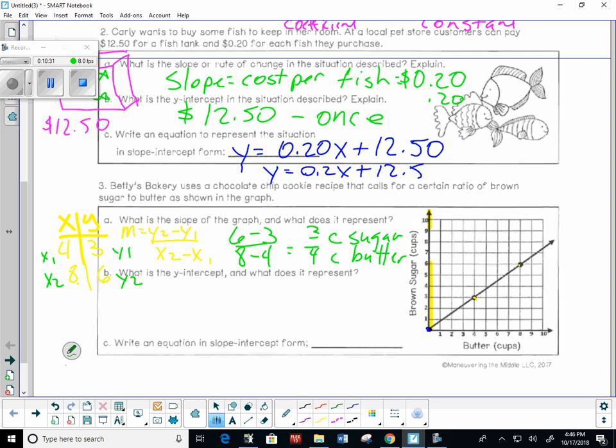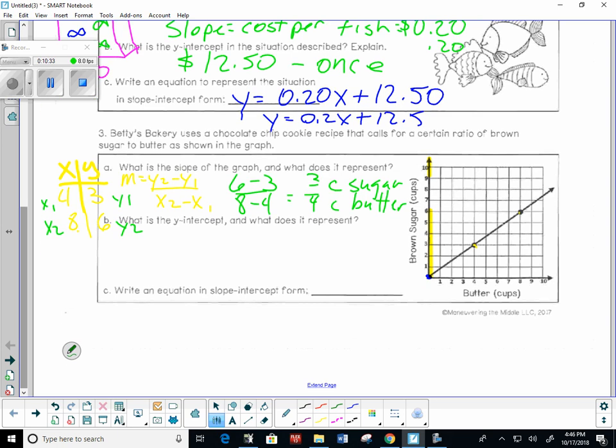And what does it represent? So the y-intercept is what, students? It's right there. So it's 0. So it represents 0 cups of sugar over 0 cups of butter. It represents that if we make nothing, we use nothing.